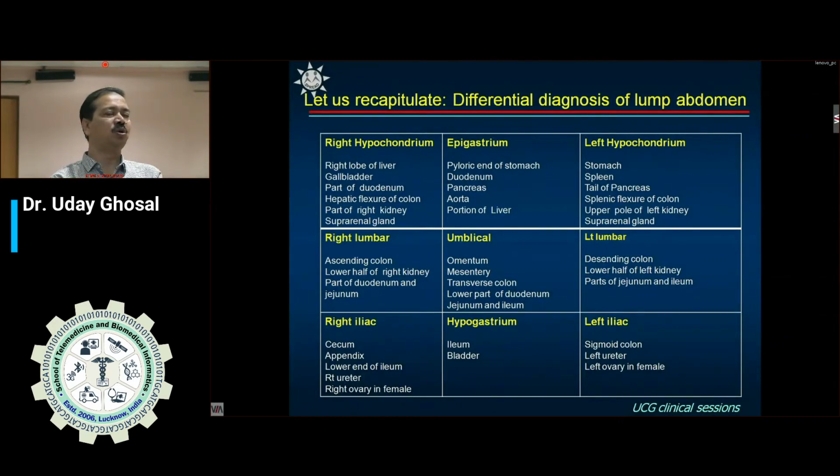Now you will talk about gallbladder, I know. You will talk about ascending colon, I know. But you will forget about suprarenal. The moment you forget about suprarenal, you are in difficulty. So that's why anatomically go back. Remember what all structures are there in what location. Go back.